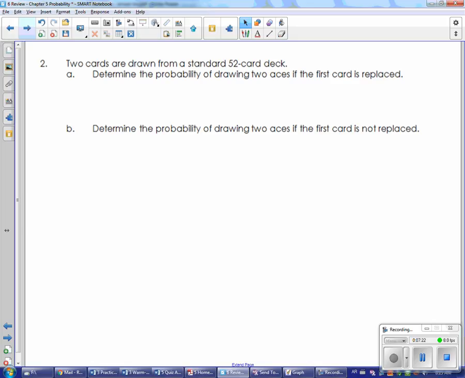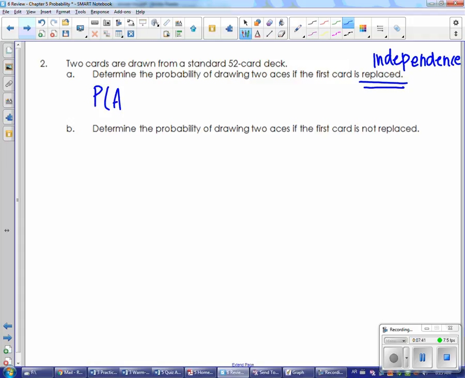Okay, in number 2, two cards are drawn from a standard 52-card deck. Determine the probability of drawing two aces if the first card is replaced. So if we have replacement, that means we have independence, assuming that we continue to shuffle, because that tells us that the probability of drawing an ace is going to remain the same after every draw. So in terms of notation, I would write it like this: the probability of ace on the first draw and ace on the second draw. So I'd use subscripts to represent the order. And so in terms of defining my event, I'd say A, capital A represents drawing an ace.